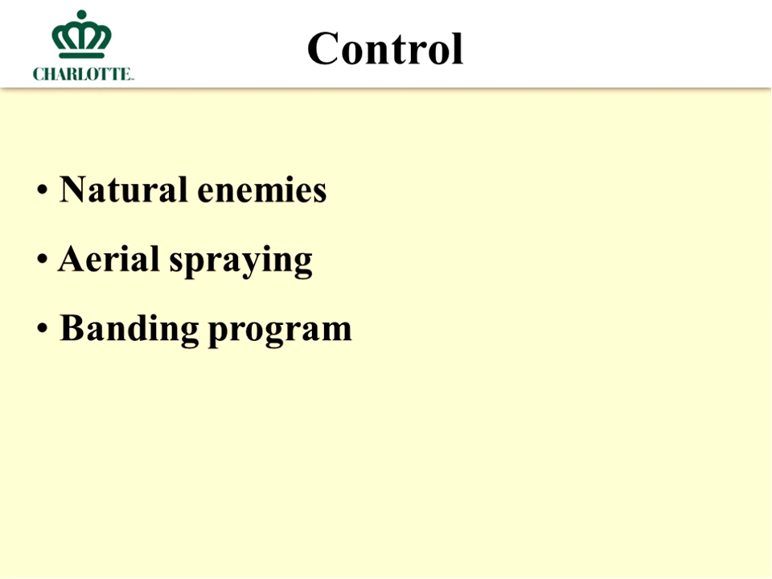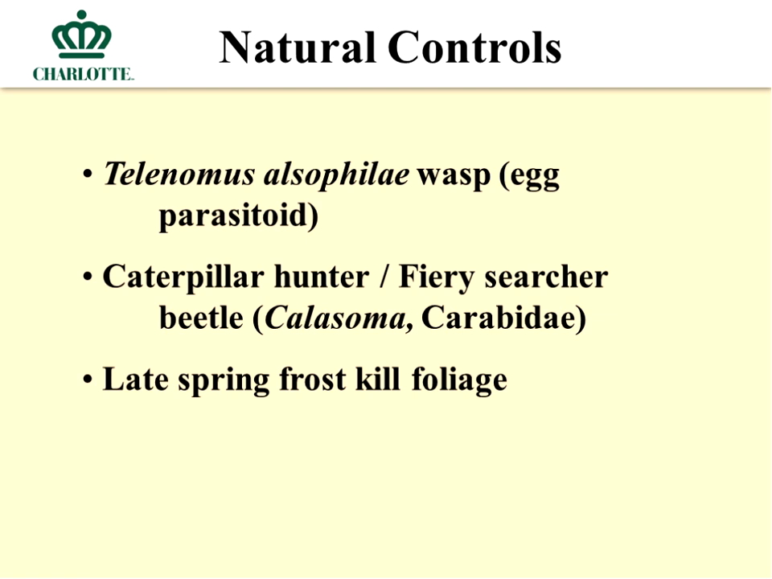So for some natural controls, there is a telonomous wasp that lays its eggs on the eggs of the cankerworm. So those little baby wasps that are hatching out will eat those little cankerworm eggs. So that causes a decrease in the population. So that's a good thing. That's a host that we like to have. We also have a genus of ground beetles, a carabid, called a fiery searcher or a caterpillar hunter. There's actually several species in this Calosoma genus that will get out there and they'll hunt and they'll eat those caterpillars. They definitely do cause an impact on the number of caterpillars that are out there.